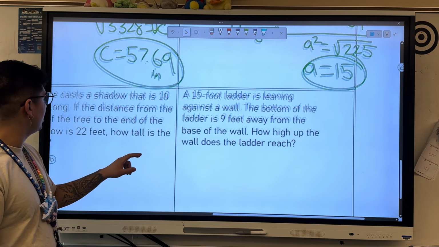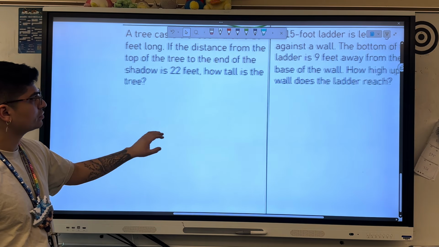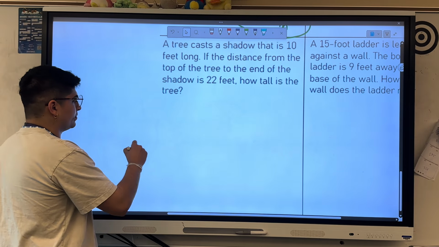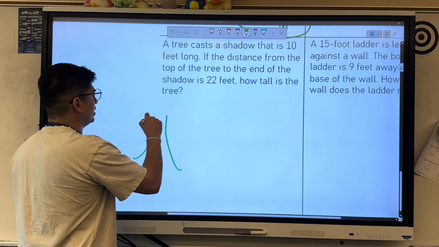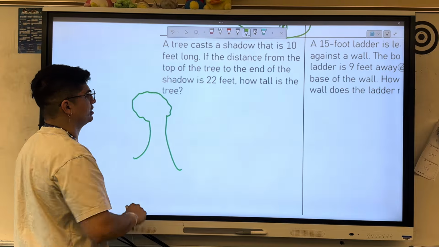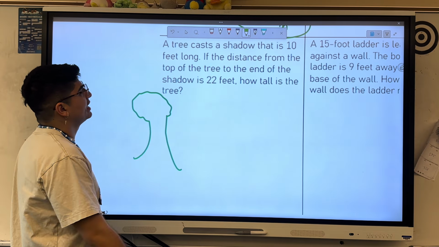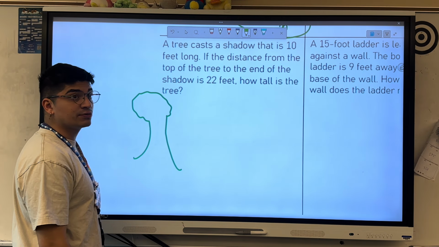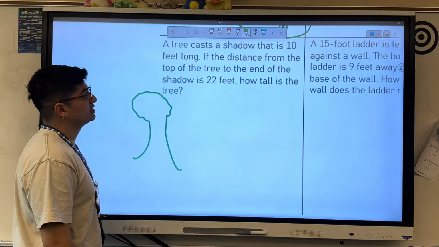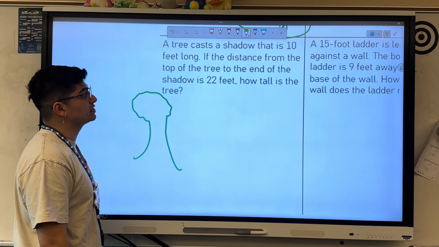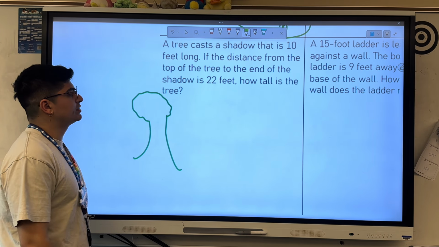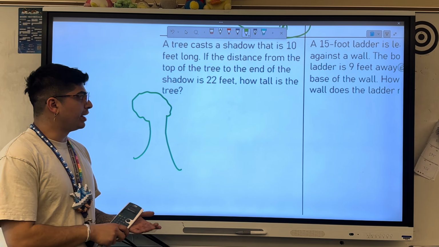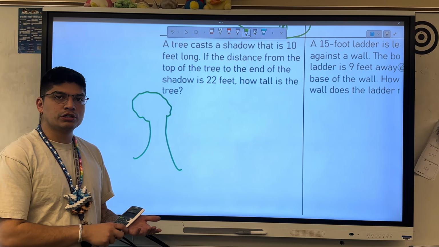All right, let's do one last one. Okay, let's say I am drawing a tree. And let's say, there's my tree right there. Super beautiful, right? And a tree is casting a shadow that is 10 feet long. If the distance from the top of the tree to the end of the shadow is 22 feet, how tall is the tree? So in this case, I am finding a Pythagorean theorem question where you have to talk about what the shadow is.